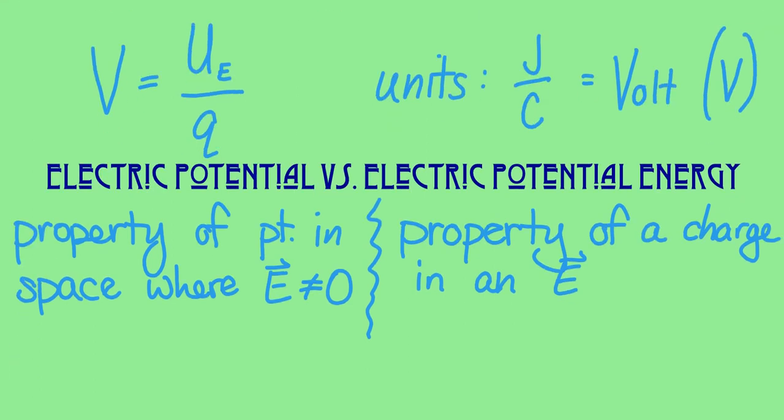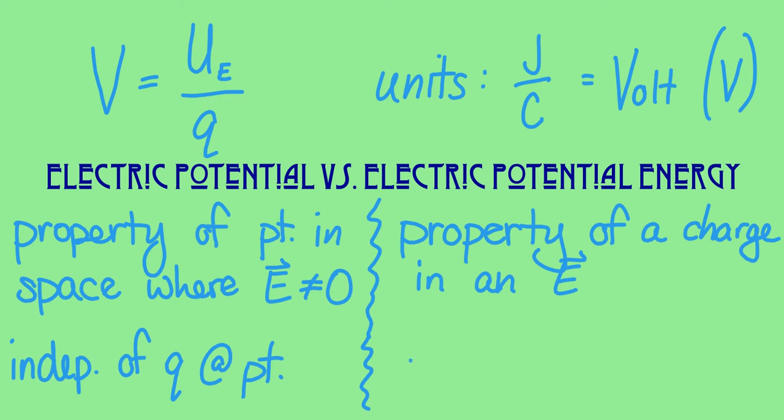Additionally, electric potential is independent of the charge at that point. In other words, you can have an electric potential even if there is no charge at the point 2, 3, or whichever point we're looking at. Whereas electric potential energy depends on the charge that's at that point. So an electron would have a different amount of electric potential energy at the point 2, 3 than, let's say, a helium nucleus, for example.